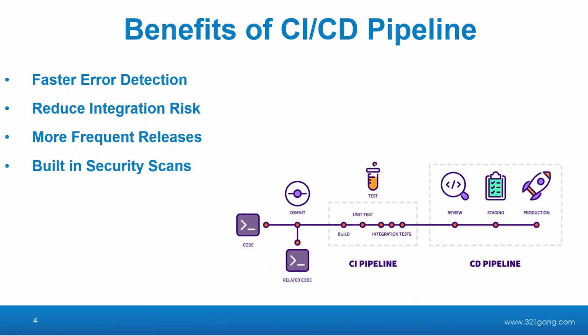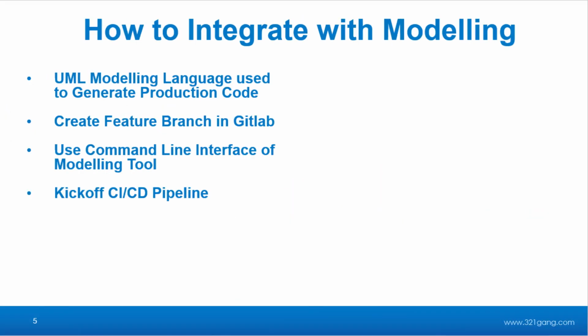Now, for the core of our discussion, how do you integrate your modeling with a CI/CD pipeline? We're specifically talking about using a UML modeling language to generate production code. This is where your models aren't just diagrams. They're the source of your actual code. The process generally involves a few key steps.